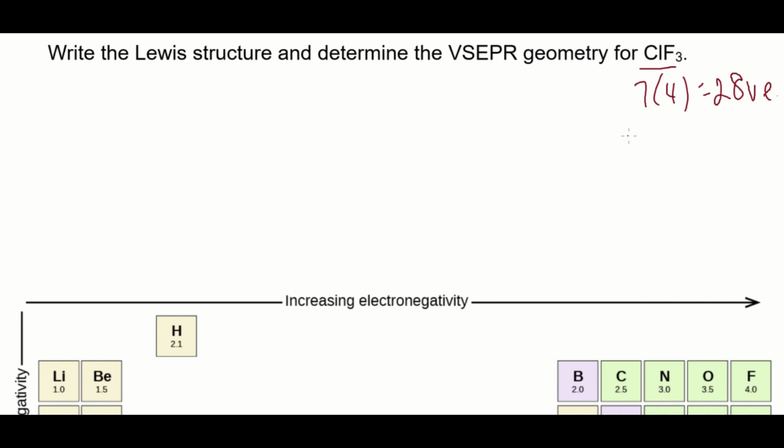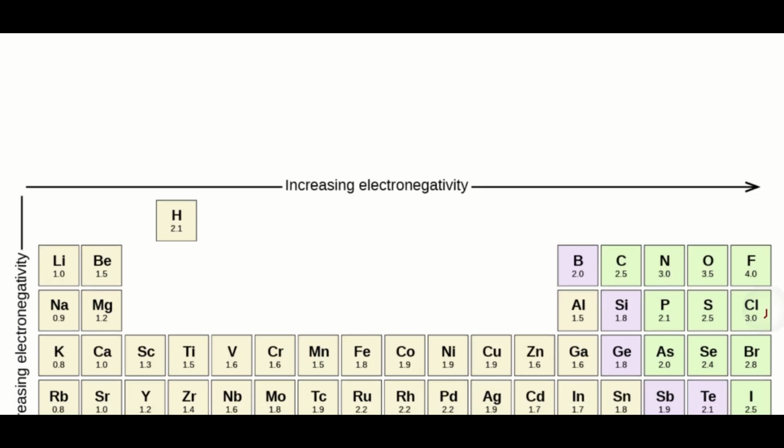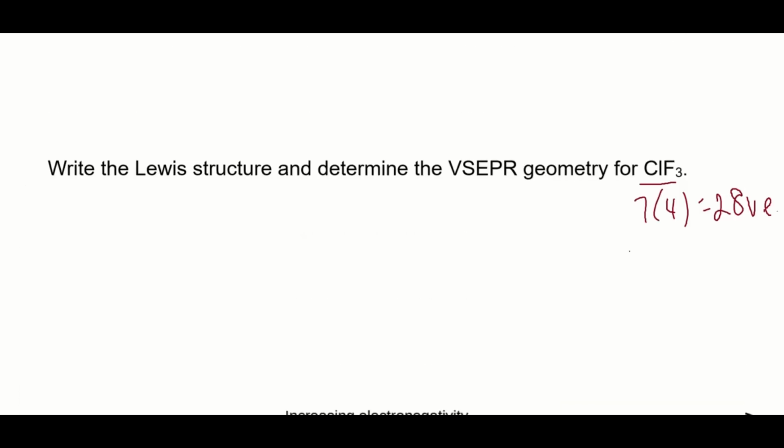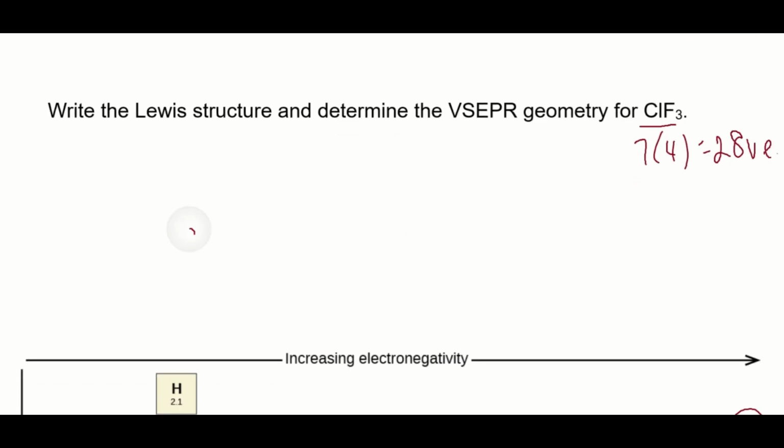Chlorine is less electronegative because fluorine is the most electronegative element. Put chlorine in the middle, surrounded with 3 fluorines. Let's connect them, the terminals to the central. Each of those bonding pairs is going to eat up 2 electrons, so we're down to 22 valence electrons.